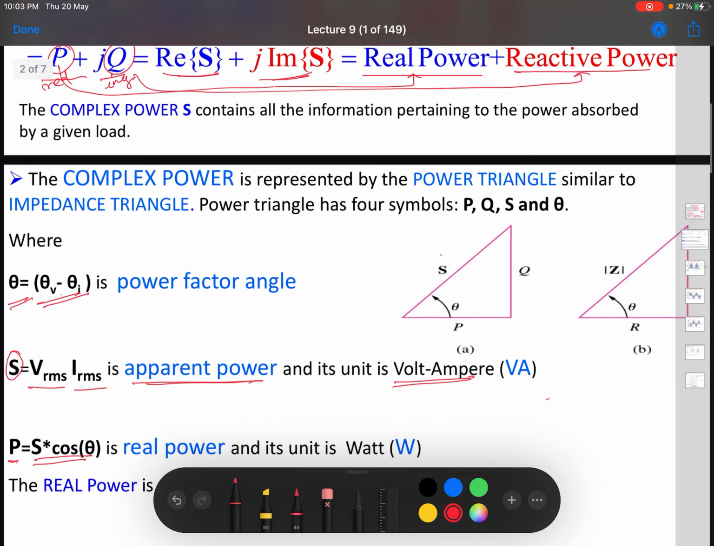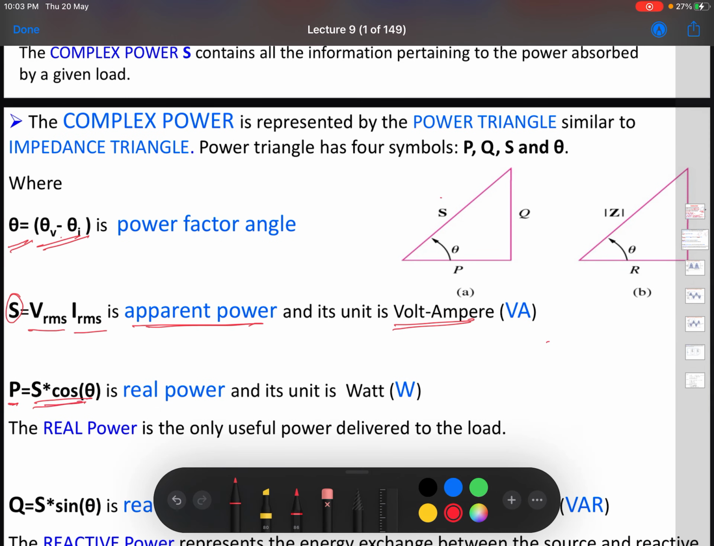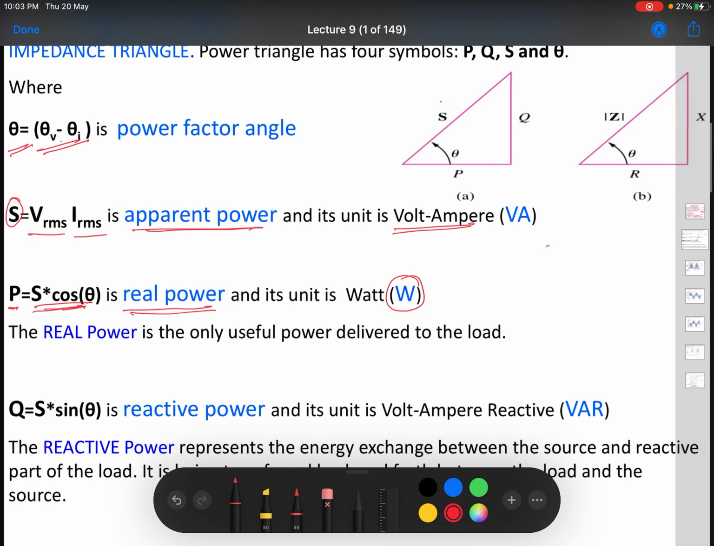So this theta is basically that. So S times cosine theta is now called real power, which we have already seen, and its unit is watt. And the third one is called the reactive power, which is measured in volt ampere reactive. This word reactive is added to it, and that is called reactive power.